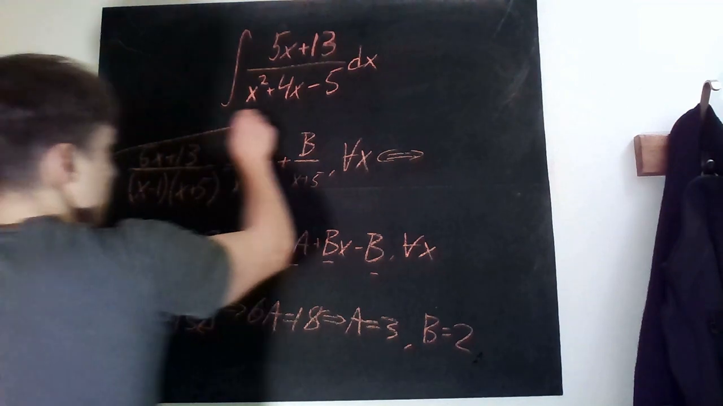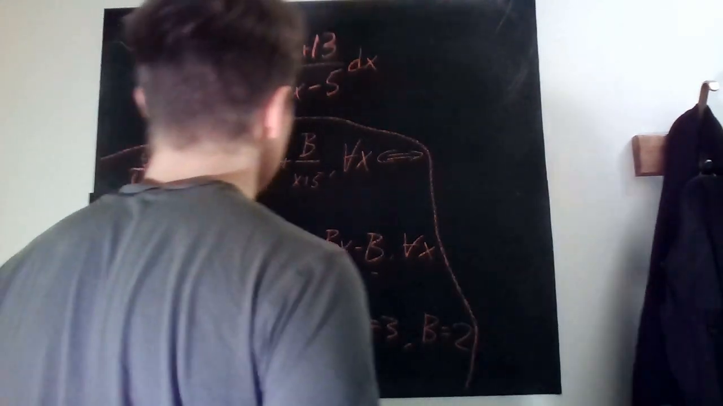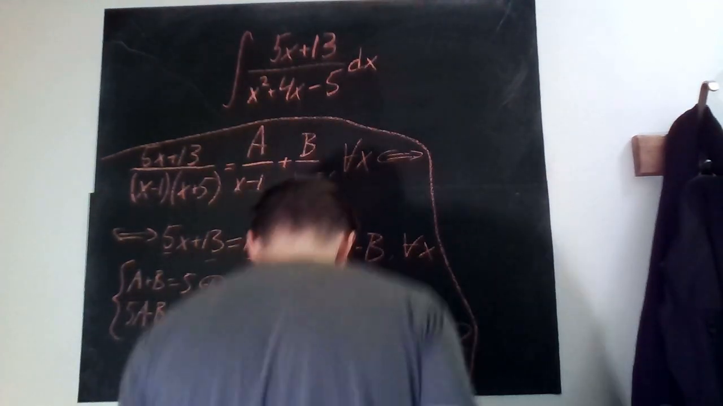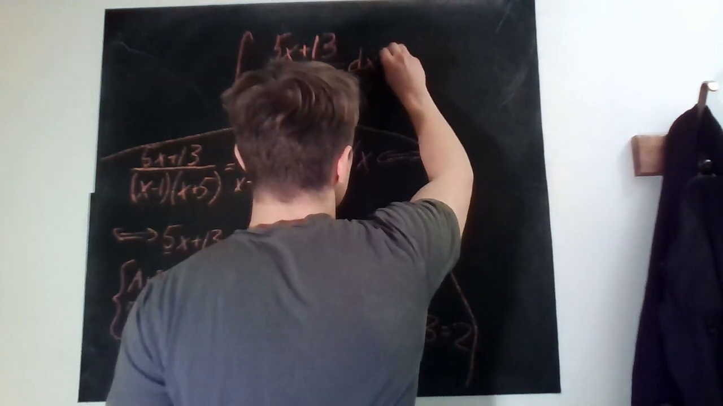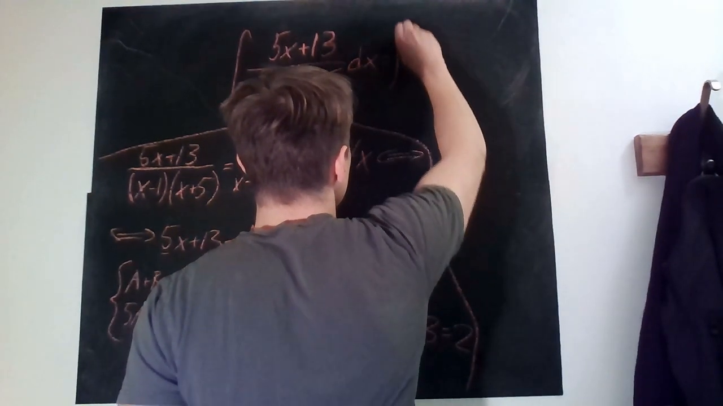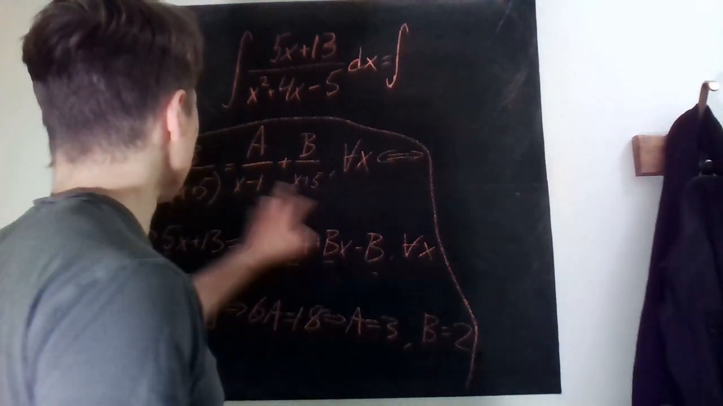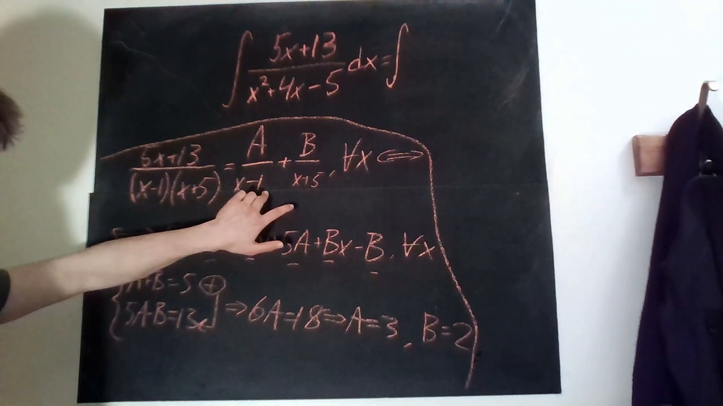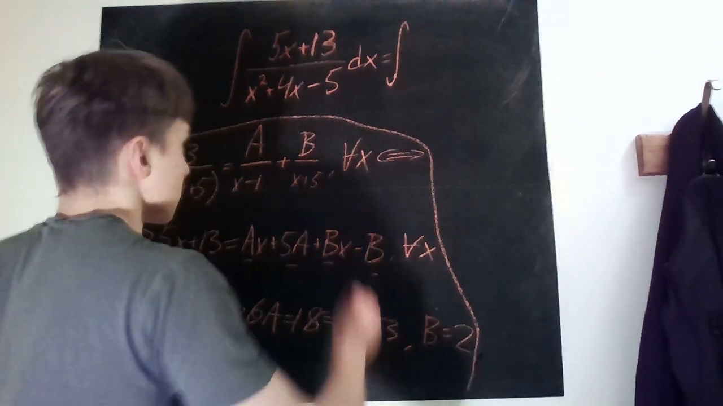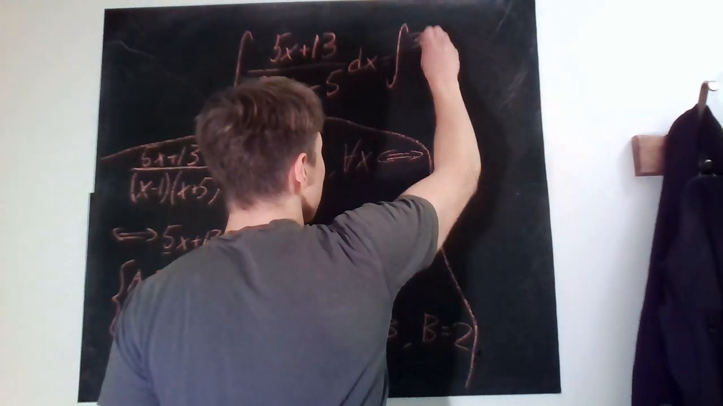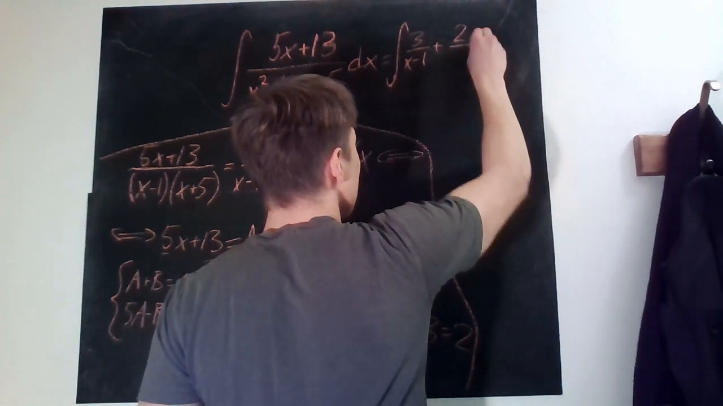So therefore, if we just move this away, because now there are not many necessary steps left, we know that this can be rewritten as the integral. So we have 3 and 2, and this was our expression. Right? So it's 3 over (x minus 1) plus 2 over (x plus 5). So I'm just going to write that out.